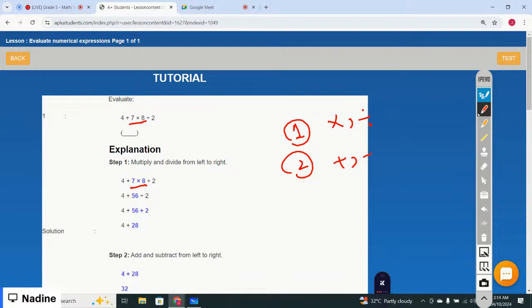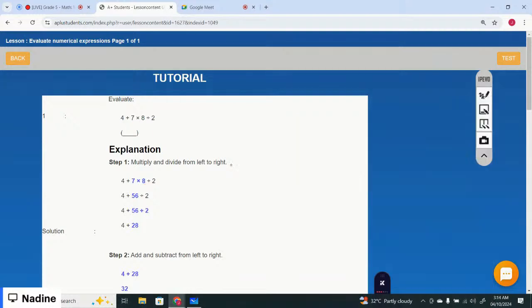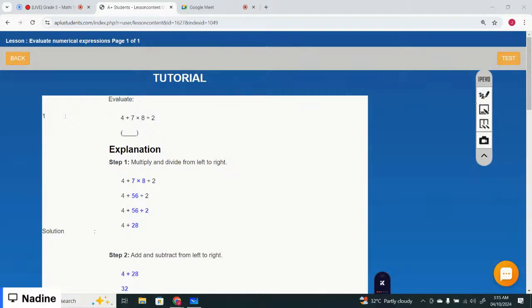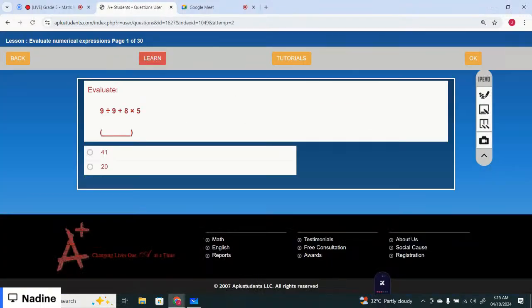Multiplication and division are on the same level, so you multiply first. You have to do 7 times 8, that is 56. Then you are left with addition and division, so you divide first. 56 divided by 2 is 28. And then you add. 28 plus 4 is 32. Got it? They are a bit tricky, but they are very easy. You just have to understand which operation you have to perform first. Let's start with the test question.